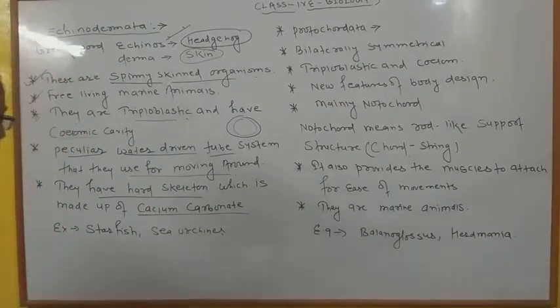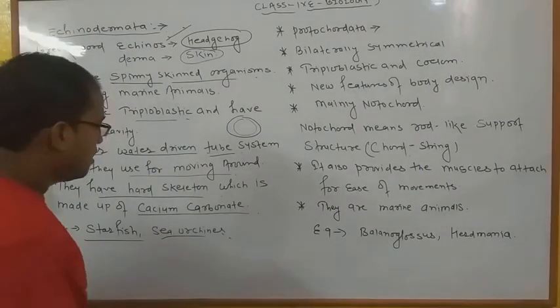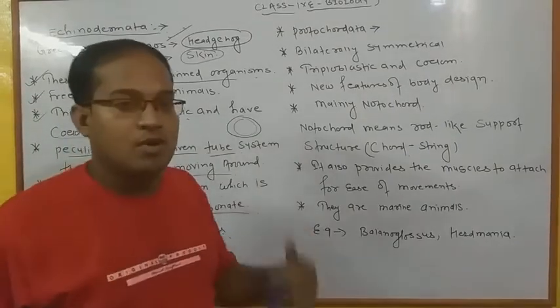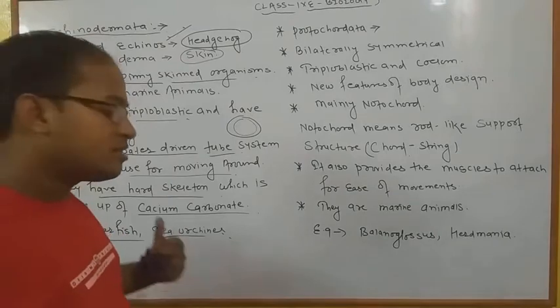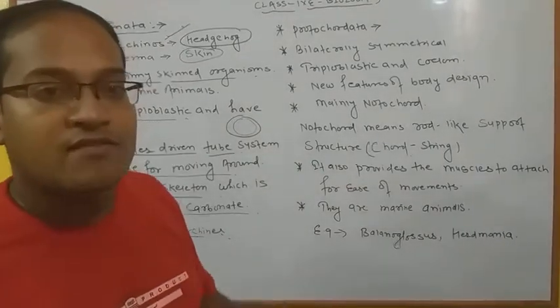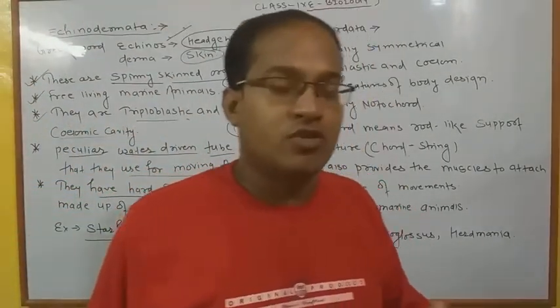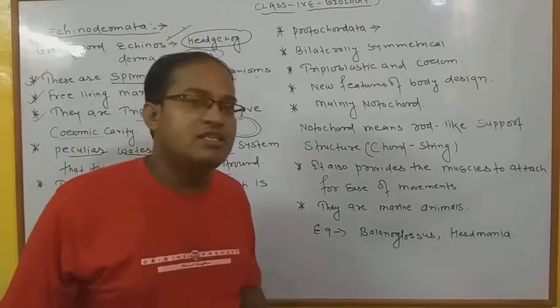Now if we discuss some examples, there are two examples which belong to Echinodermata. The first is the starfish and the second is the sea urchin. Many times you have seen a starfish in movies, and sea urchins you can easily see in your NCERT book.